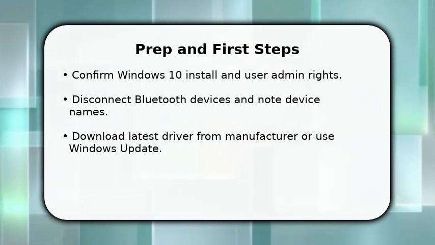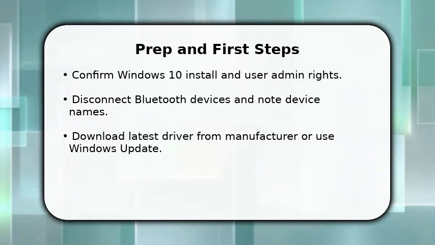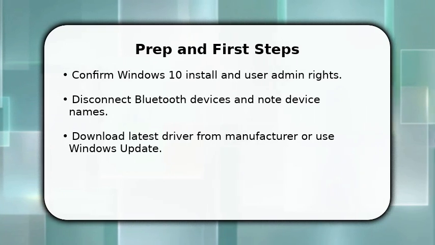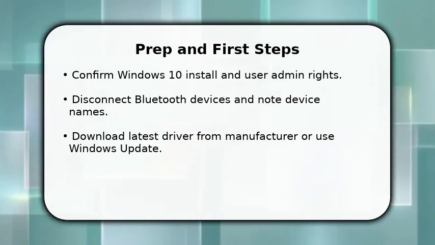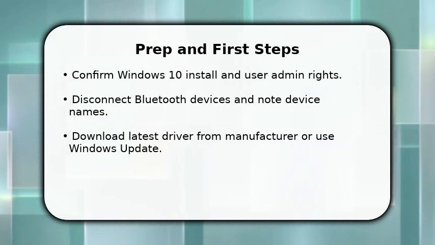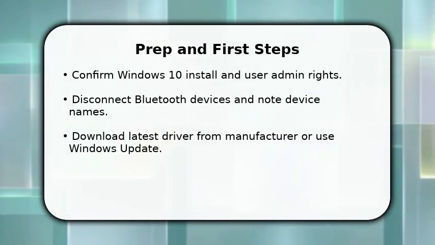Next, download the latest Bluetooth driver from the device maker or queue Windows Update to fetch it. This reduces version mismatches. While downloads run, open Device Manager so you're ready to act on the next step.